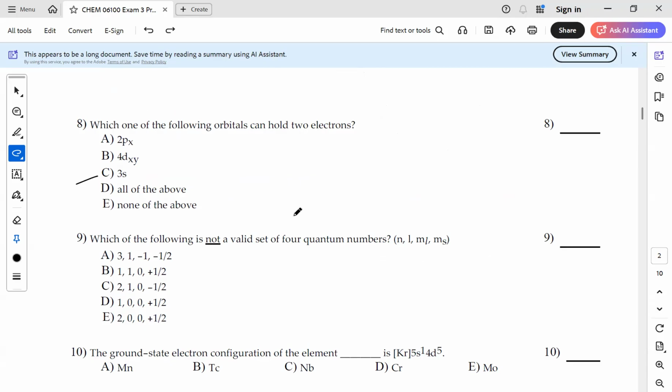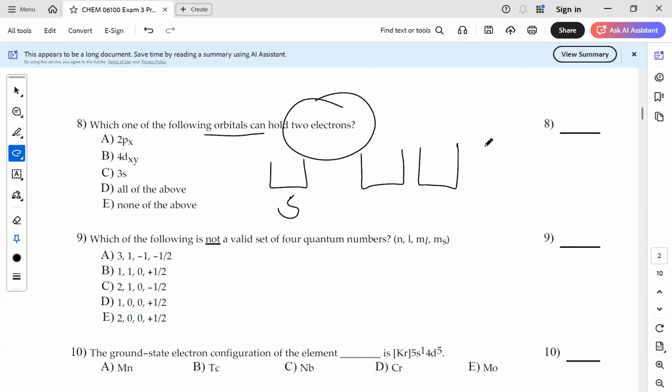I don't want to indicate any of these individually because we're asked here which orbital or orbitals can hold 2 electrons. So say we're in an s orbital, right? We know it can hold 2 electrons maximum. Then we have our p orbitals, the x, y, and z. Each individual p orbital, the px, the py, or the pz, remember, it can also hold 2 electrons. So we have here for number 8, all of the above. All of the above orbitals can hold 2 electrons. Right, so D here for answer choice 8.